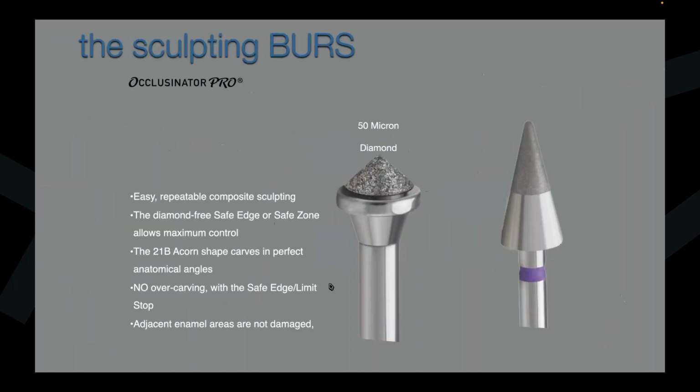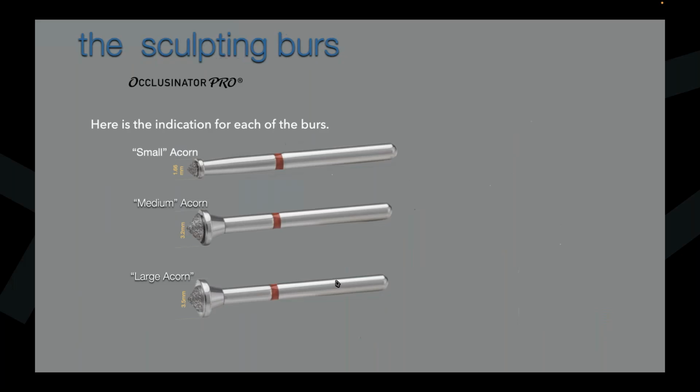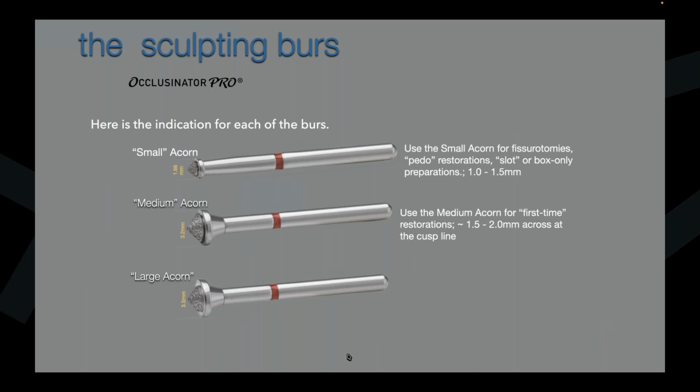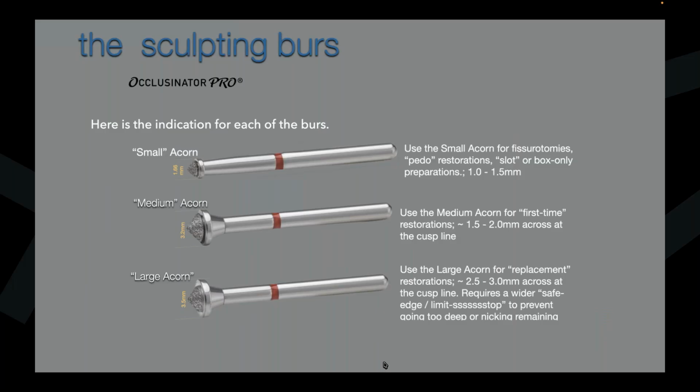It's truly prescriptive. Basically, you got a 50 micron diamond with a limit stop on it. You got a safe edge, and you got a diamond-free zone on the Christmas tree with 15 micron. So that's a polisher shaper. You got a small acorn, medium acorn, and a large acorn. Use the small acorn for fissurotomies, pedos, box only, that type of thing, or secondary anatomy, tidying up the anatomy like Simon did on his first one. Use the medium acorn, first-time restorations. Large acorn for replacement restorations.